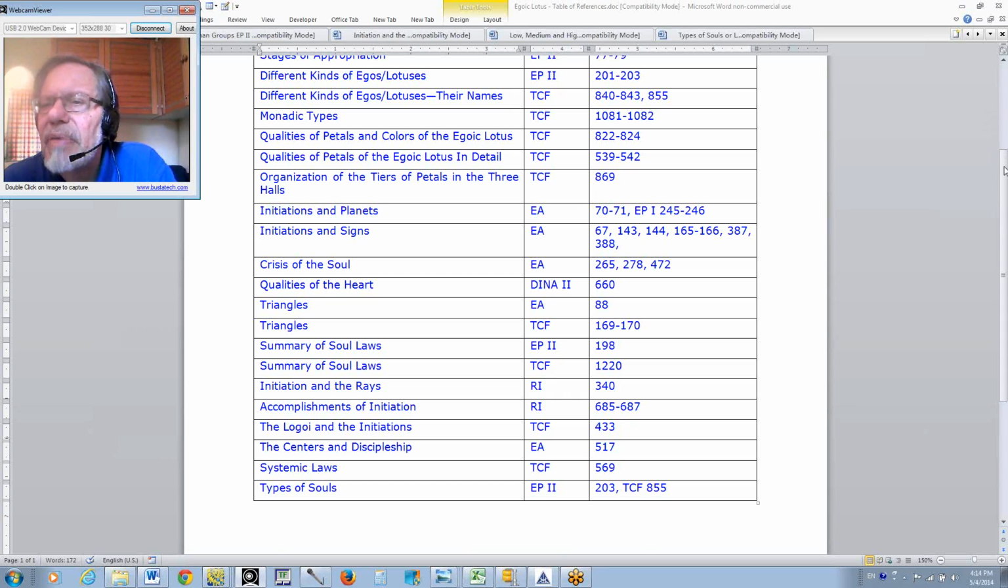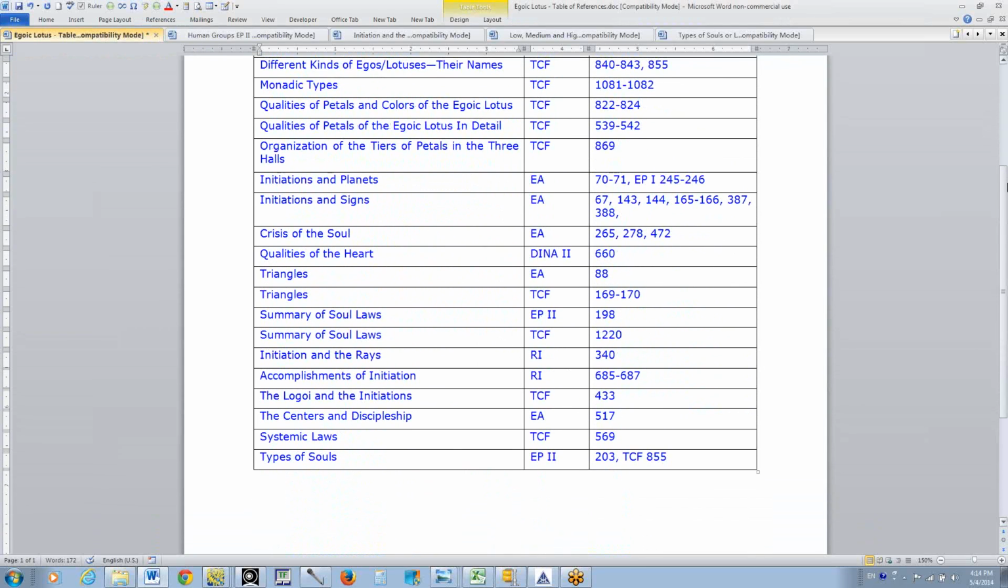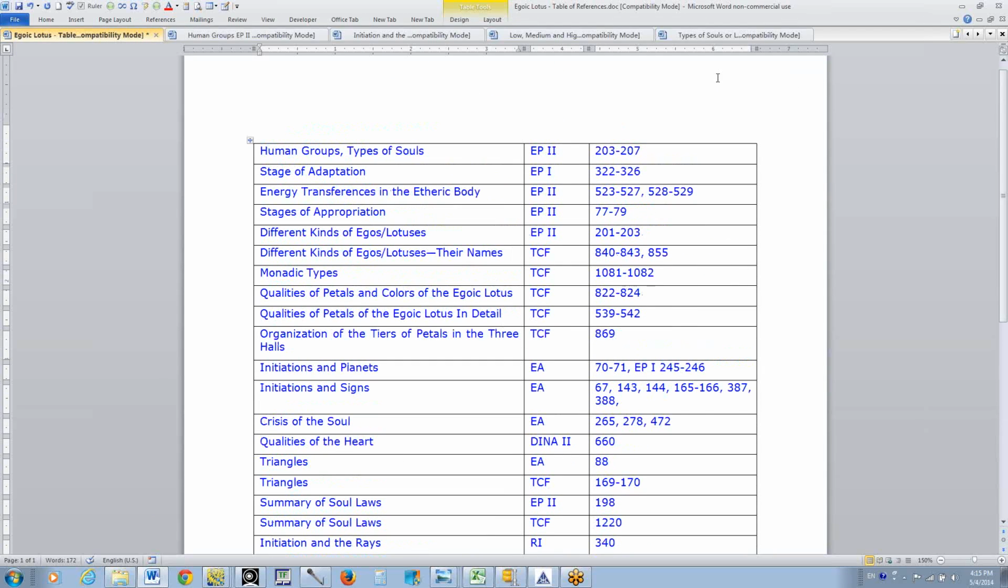And it looks like maybe we have that down twice. Looks like we do, but at least TCF 855 is an amplification on that. So we will examine all this closely.